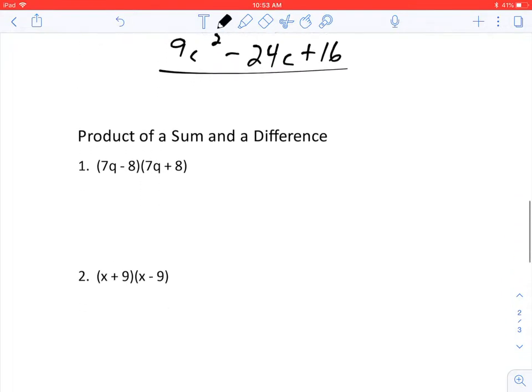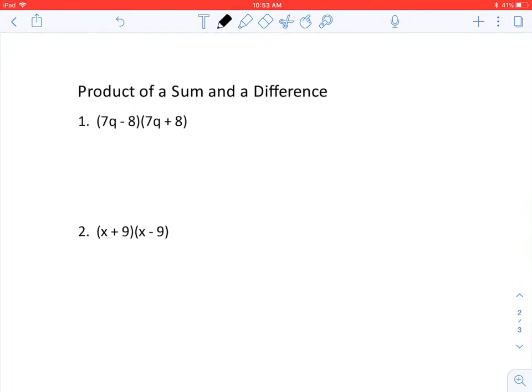Now they have this product of a sum and a difference. These ones are unique because if you notice, the expression in the first one is 7q minus 8, and the expression in the second one is 7q plus 8. So other than the sign, which this one's a minus and this one's a plus, these are exactly the same. And so when that happens, these are actually called conjugates. And when you multiply conjugates, something special happens.